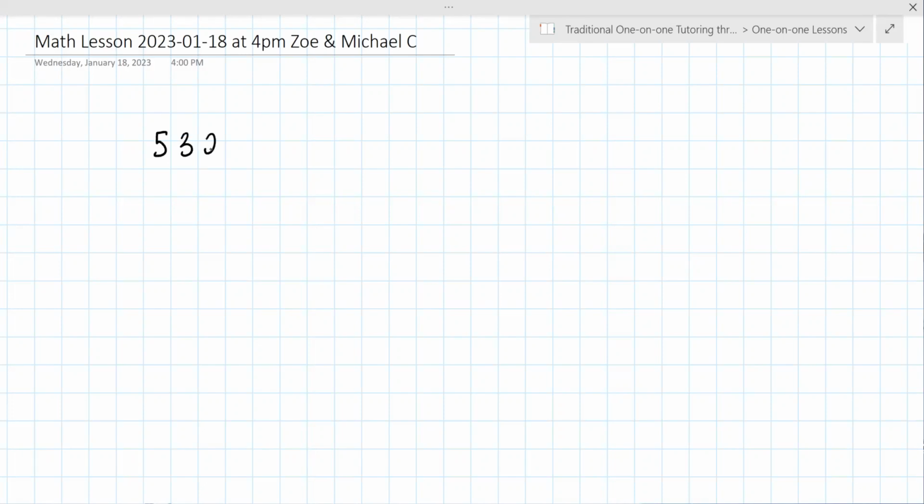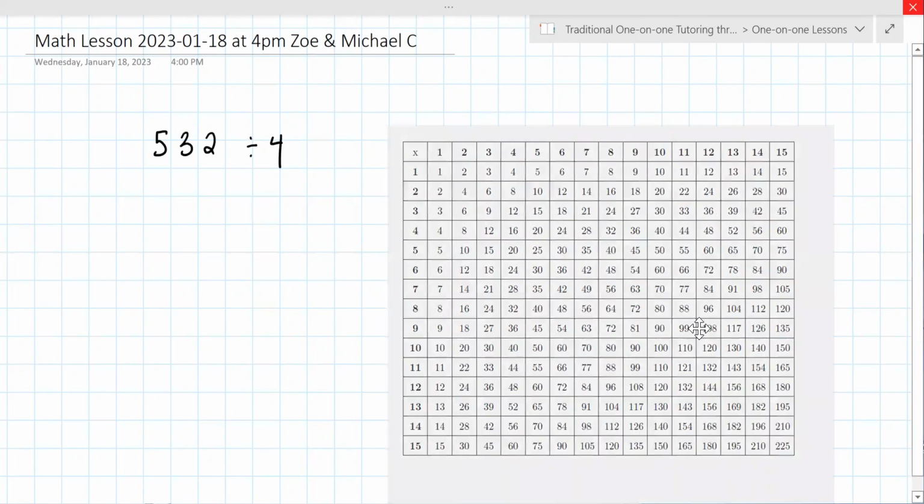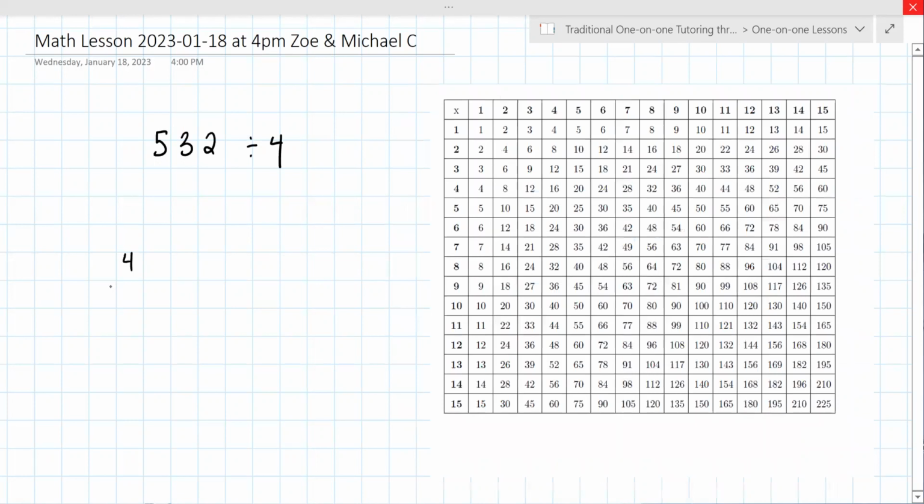And 32 divided by 4. Okay, and I'll help you with this one, but let me get that multiplication chart snipped in. I know we need it every time. Get a little bigger here. There it is. Okay, so 4 outside the house, 532 inside.